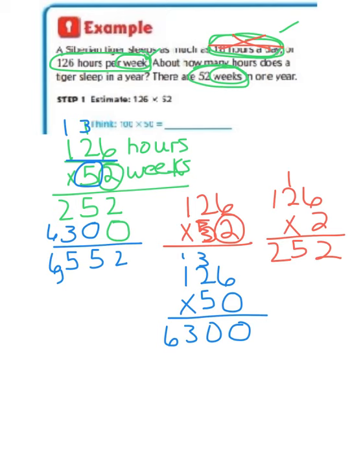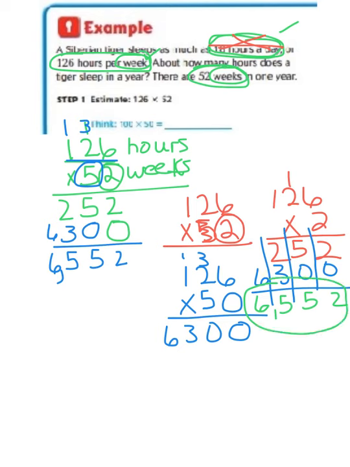So now we take our second answer of 6,300, being sure we keep all of our place values aligned, and we add them together. So we're going to add our ones together. 2 plus 0 is 2, 5 plus 0 is 5, 2 plus 3 is 5, and 6 plus nothing above it is 6. So we see that our answer matches. So a Siberian tiger sleeps about 6,552 hours in 1 year.